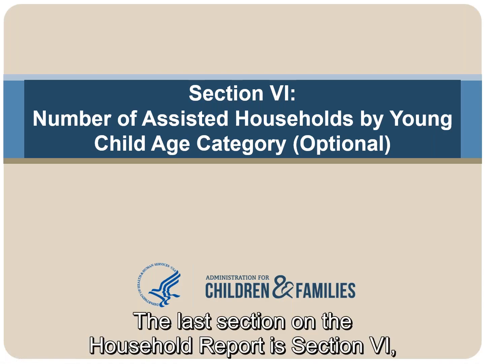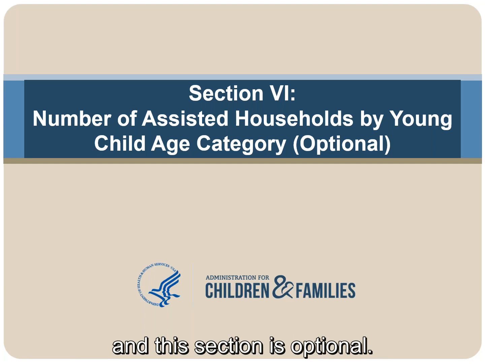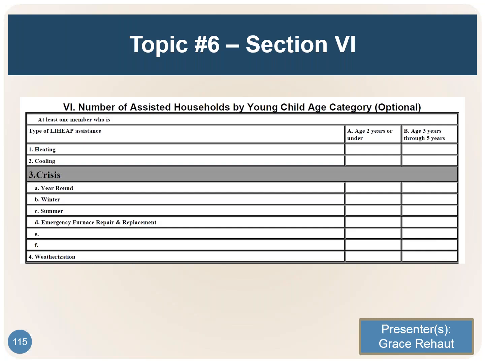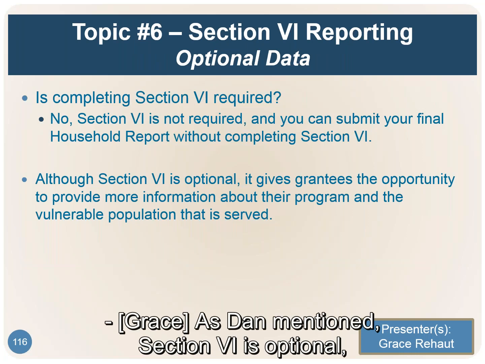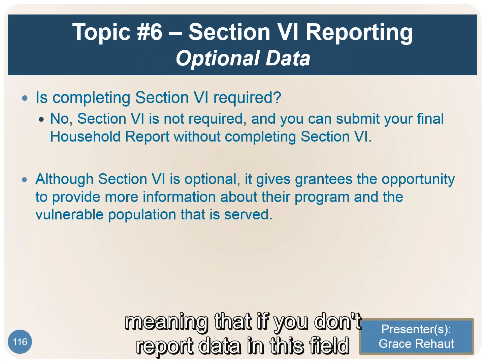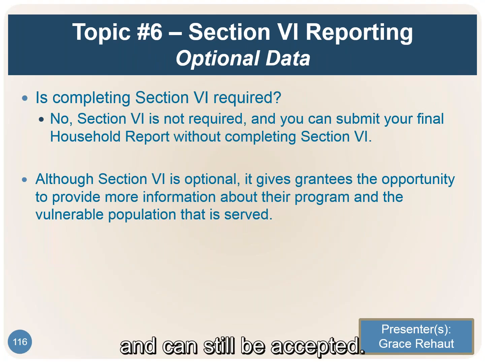So the last section on the household report is Section 6, the number of assisted households by young child age category. And this section is optional. As Dan mentioned, Section 6 is optional, meaning that if you don't report data in this field, your form will still be considered complete and can still be accepted.